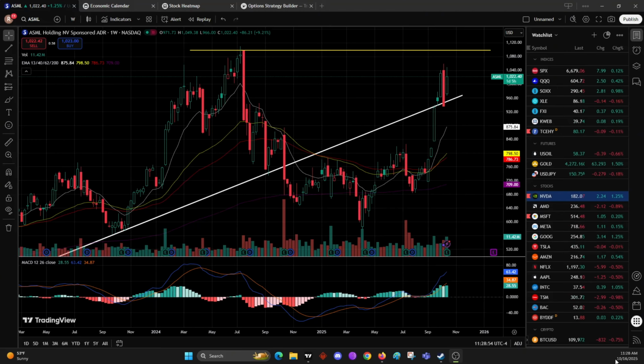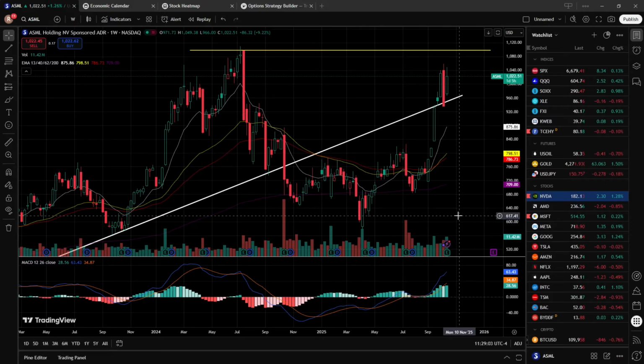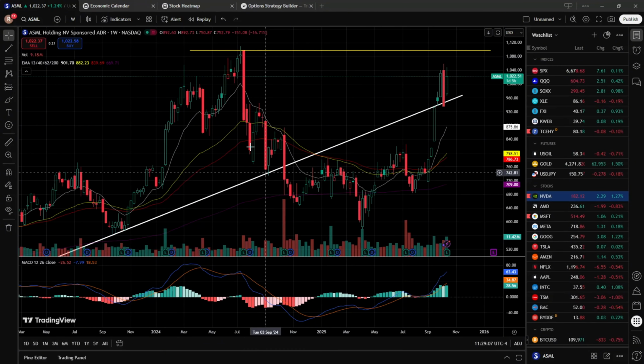Let's jump right into it. An option play on ASML. I always use the weekly chart to start off my analysis. Technicals: price is way above all the weekly moving averages.